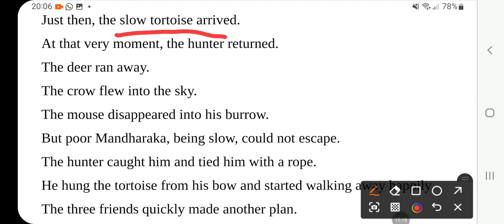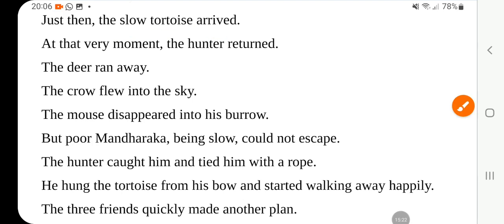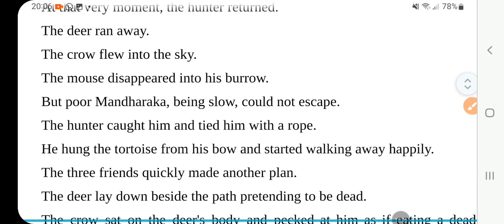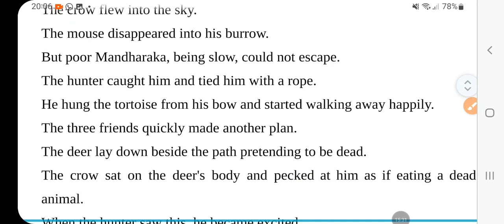At that very moment the hunter returned. As the tortoise arrived, the hunter returned and the deer ran away. The crow flew into the sky. The mouse disappeared into his burrow.